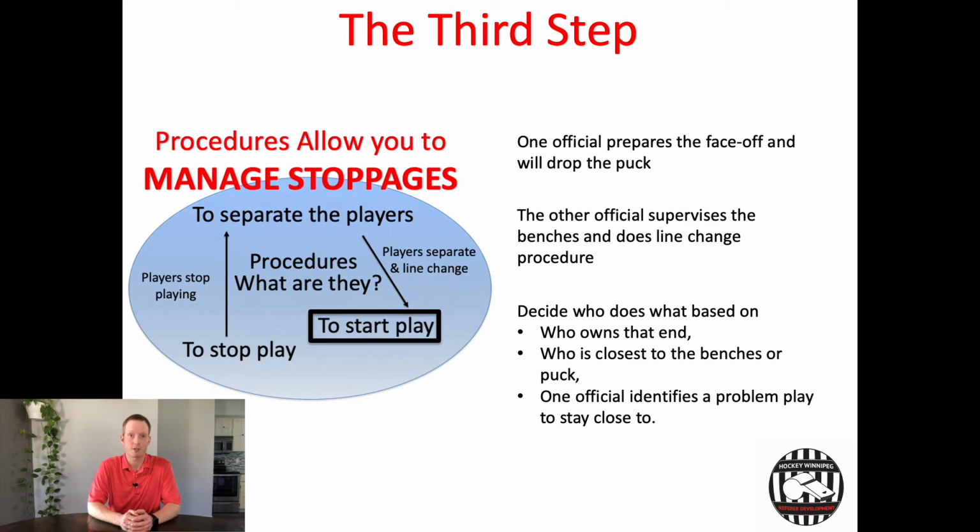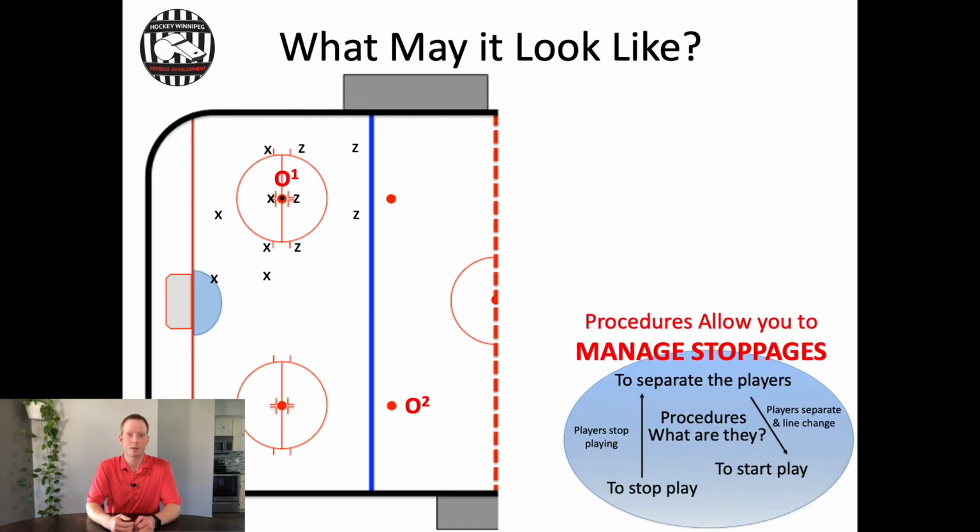Perhaps one of the officials has identified a player who's being a problem and wants to escort that player to the bench. And even if that official was the official who stopped play, she's going to stay with the problem players and go to the benches. And the other official can go ahead and go deal with the face-off. So that's what a general procedure looks like. Stop play, separate players, start play.